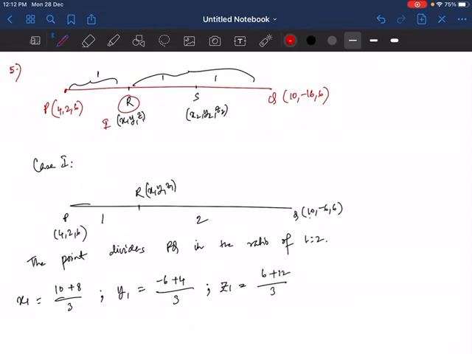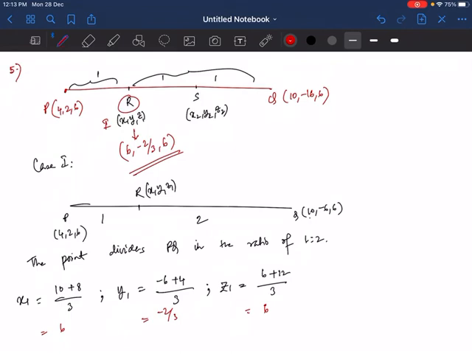So now let us find the values. x1 is 18 by 3, that is 6. This one is minus 2 by 3, and this one is 18 by 3, that is again 6. So the coordinate of R we have already got, that is (6, minus 2 by 3, 6). So this is the coordinate of R.